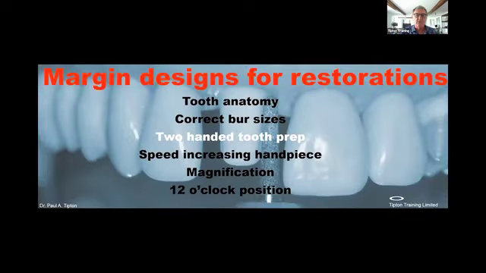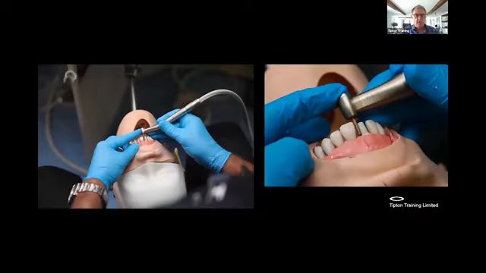Next part is two-handed tooth preparation. We need to understand that we do two-handed tooth preparation wherever possible. If we do two-handed, we have more control, much more control than one-handed. So wherever possible, we'll try and do precision prepping with two hands and direct vision. Direct vision means that we can see an awful lot more.